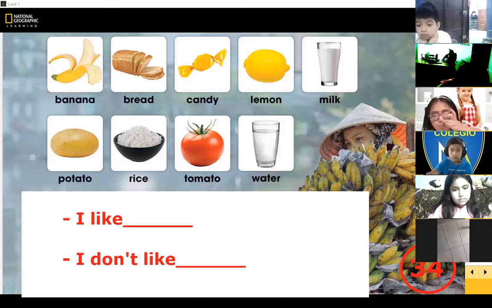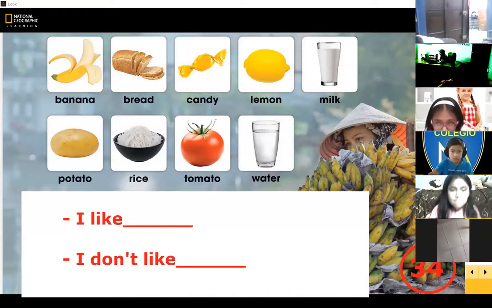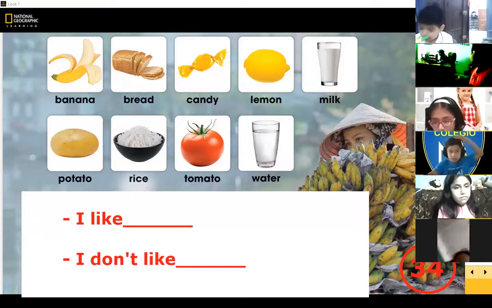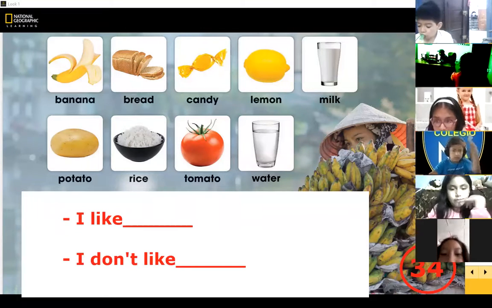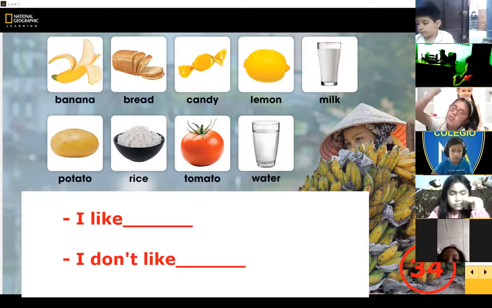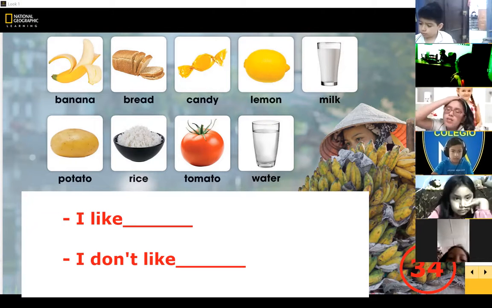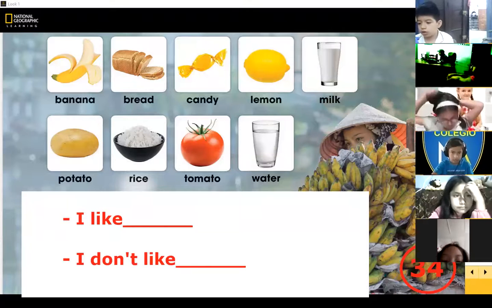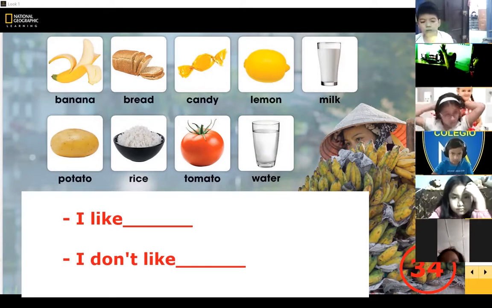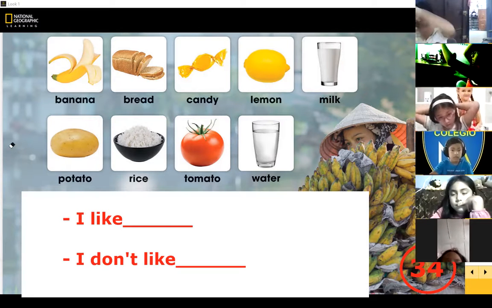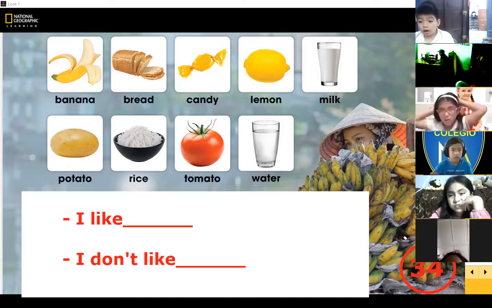Now, Melanie. Okay, Melanie, please tell me your examples. Hello, Melanie. Okay, Melanie, tell me your example, please. Hello, professor. Tell me. I like tomato. I don't like rice. Excellent. Very good. I like tomato. I don't like rice. Thank you very much, Melanie.